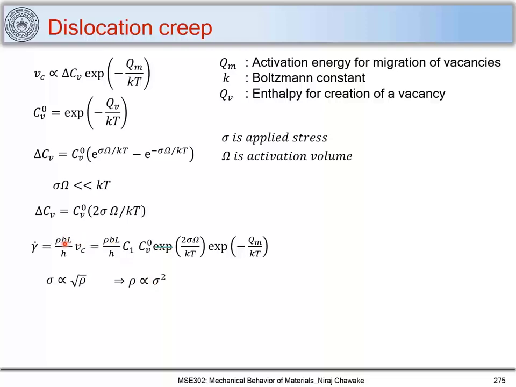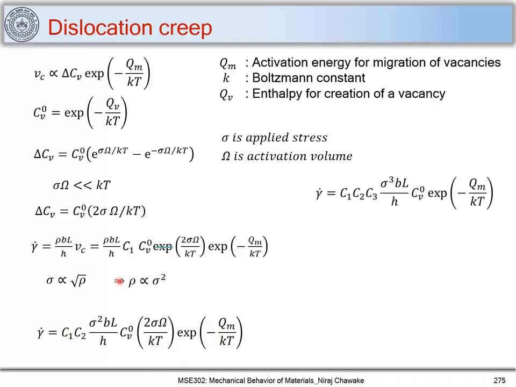And when you put this in this relation, we get this format, where we have used this delta Cv and rho is replaced by sigma square, and there are certain constants C1 and C2, so we can write this relation in this way. Now when you modify this relation, you consider this sigma square and multiply it with sigma, so you get sigma cube here. And when we put this Cv naught in this relation, we can combine exponential of minus Qv upon Kt with exponential of minus Qm upon Kt, where Qm is the activation energy for migration of vacancies, and Qv is the enthalpy for creation of vacancies. And we can write a total Q as this.